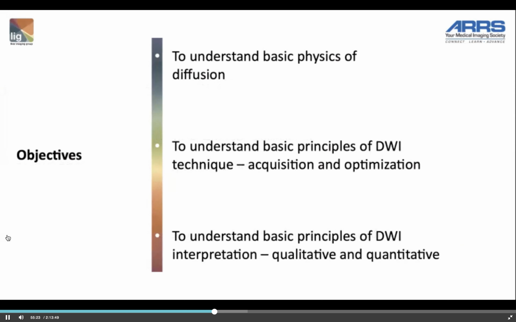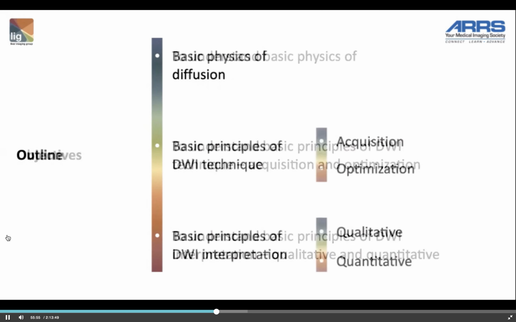So the objectives of my talk are to spend some time understanding the basic physics of diffusion, to understand basic principles of diffusion-weighted imaging technique, including a little bit about acquisition and optimization, and finally, to spend just a little bit of time understanding basic principles of DWI interpretation, focusing on qualitative and quantitative aspects. You'll see the word basic is showing up on 3 separate occasions here, and so my goal is to focus in on some of the basics.